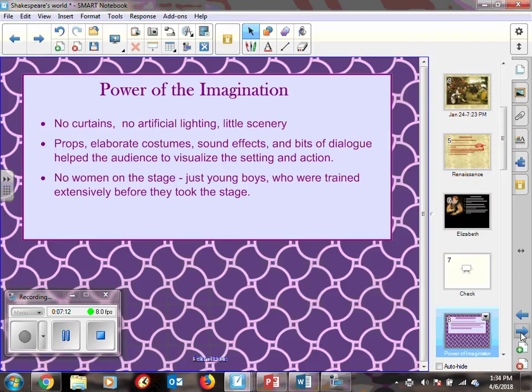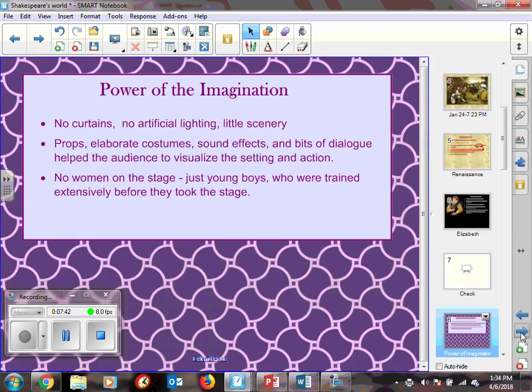There we go. So now we're going to talk about the power of imagination. In Elizabethan or Shakespeare's world, they had no curtains, no lighting, no scenery. Anything that was visual done for the play was done through props, sound effects. They had amazing sound effects, costumes, and dialogue. Also, women were not allowed on stage. Just the young boys played the parts.